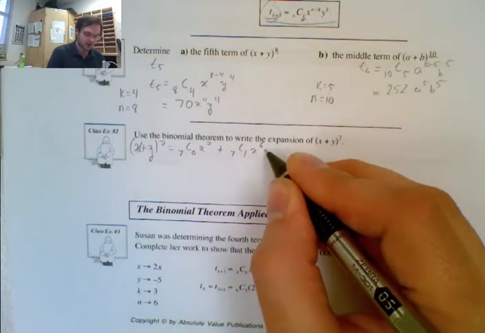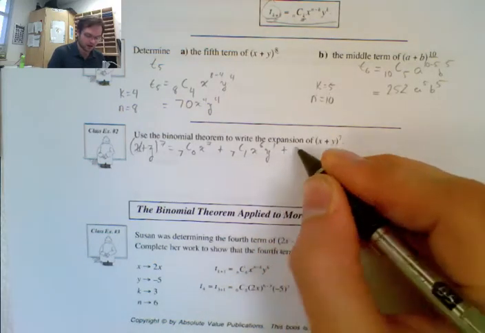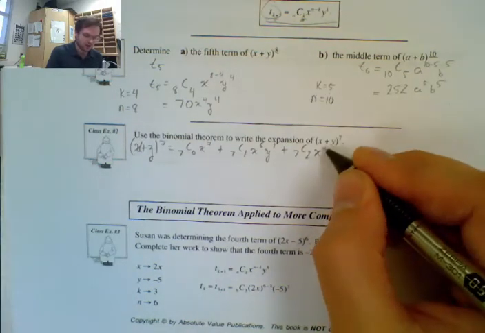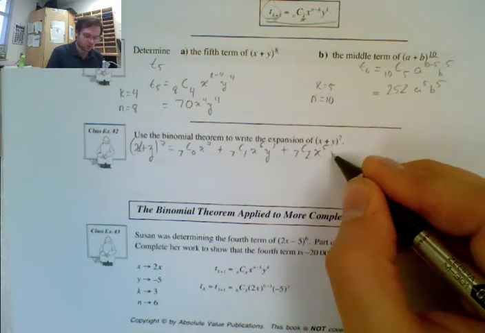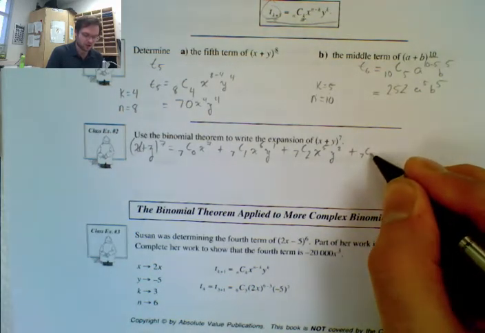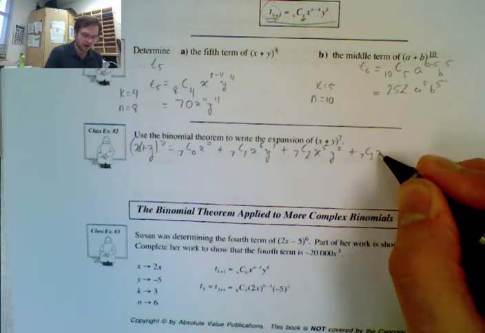which is 6, and y to the 1, plus 7 combination 2, which is x to the 7 minus 2, which is 5, and then y to the 2, plus 7 combination 3, which is going to give me x to the 4, y to the 3.